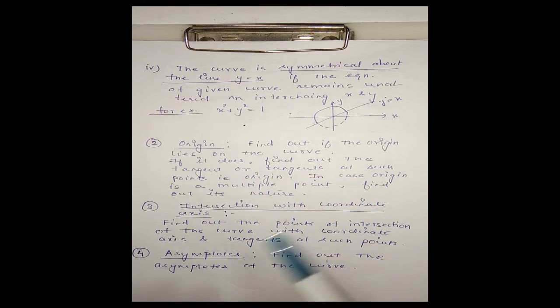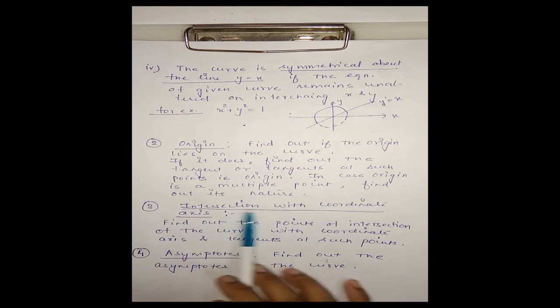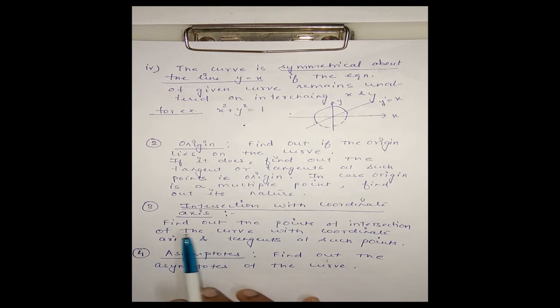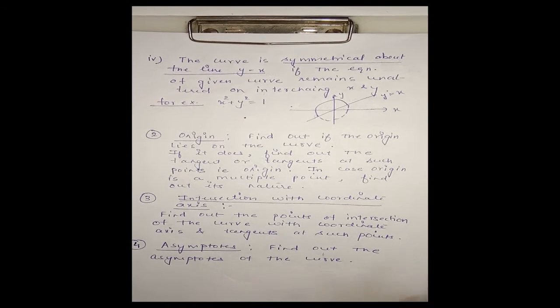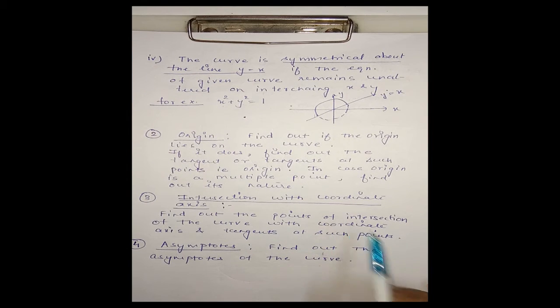Next step, we have to find this. Next is intersection with the coordinate axis. Find out the points of intersection of the curve with the coordinate axis and then find the tangent at such points. Okay, this is my third step.